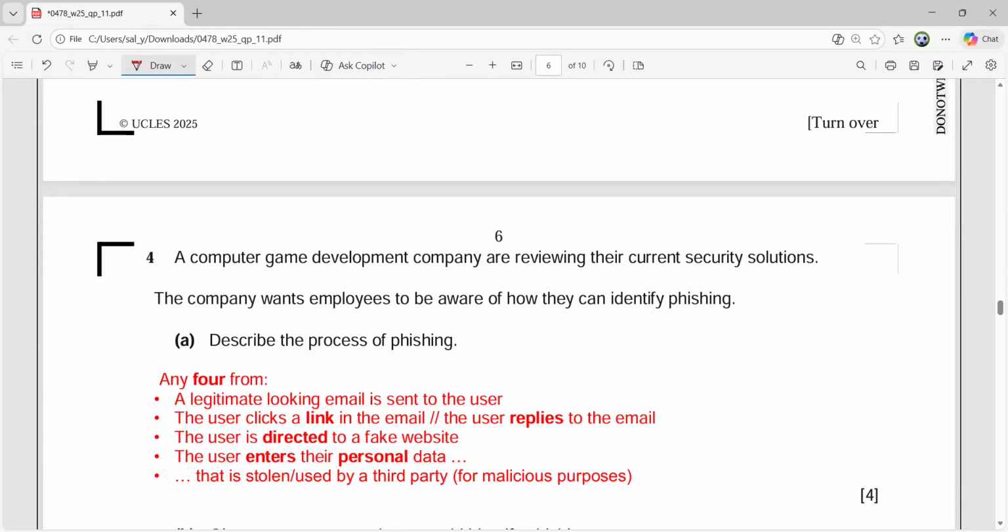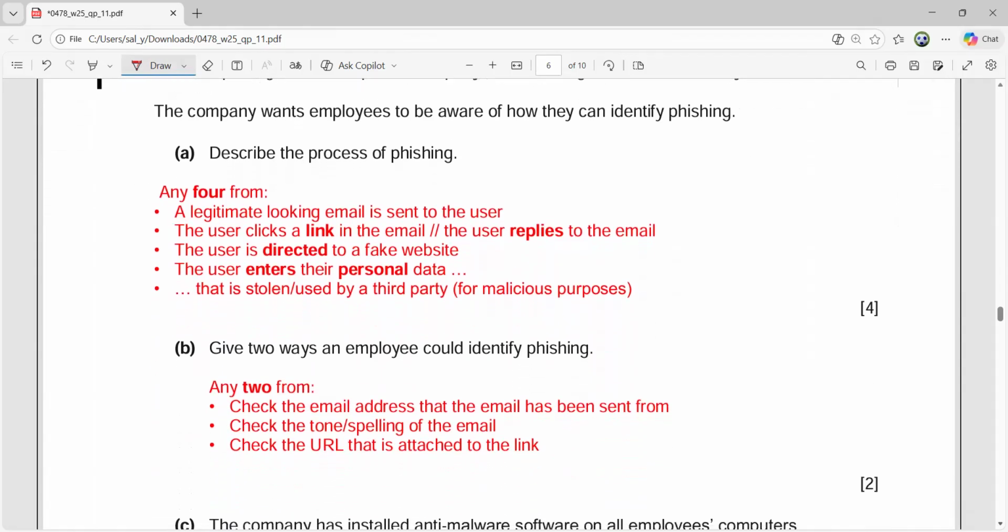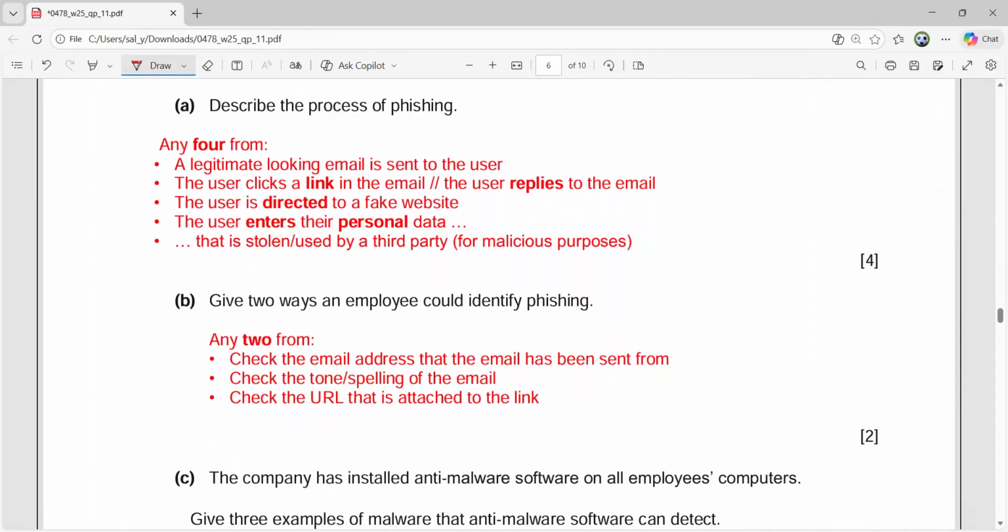And this is what is very important, that phishing is something that we can protect ourselves from. See, I receive an email and I don't click on it because I need to be very cautious. If it's coming from a trusted source, only then I'll open it. And this is something that I need to be very careful about. So this is what is happening here. A legitimate looking email is sent and the user clicks on it. Only then he can be attacked by a phishing attempt in case it's coming from a non-trusted source. Give 2 ways an employee could identify phishing.